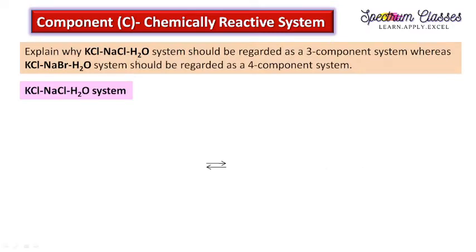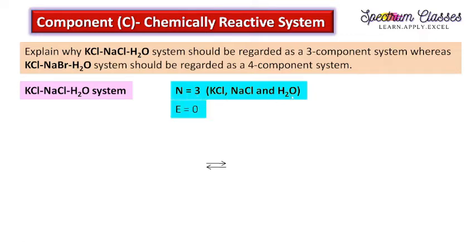Now coming to the next example. This example is asked in several competitive exams. Explain why the KCl, NaCl, H2O system should be regarded as a three component system, whereas the KCl, NaBr, H2O system should be regarded as a four component system. So I am going to solve this. Here, how many species are there? We have three species. Number of equilibriums existing in these species: no equilibrium exists in these three species. On putting the values of N and E, we can evaluate the number of components. So it is a three component system.